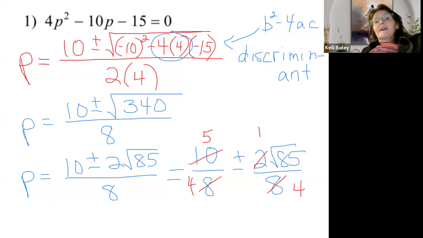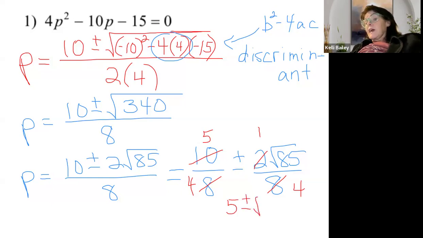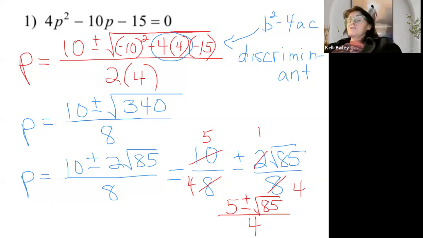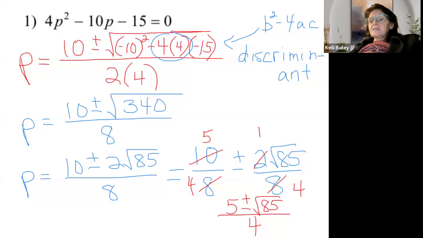I'm getting some messages here. Okay, so I'm just going to go ahead and put them all back together since they're both over 4. So I'm going to make it be 5 plus or minus the square root of 85 all over 4. And that's how you want to put an irrational answer in when you're doing a computerized quiz or whatever. And it's just kind of a good way to leave it on your paper too. And we'll just circle it, showing that that is our answer. That is 2 different answers, but they're put together like that.